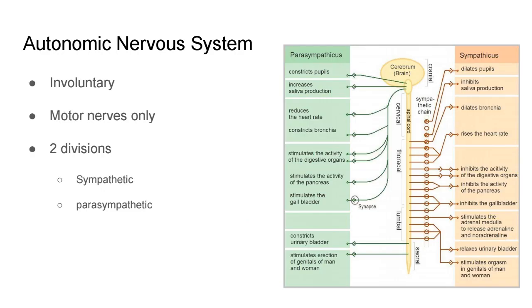So our autonomic nervous system is involuntary. Remember, we can't control it, right? We can't tell our stomach it's time to digest food. We can't tell our blood vessels to dilate. So it is involuntary, consisting of motor nerves only, with our two divisions, again, sympathetic and parasympathetic. And we're going to look at each one of those divisions in just a minute.